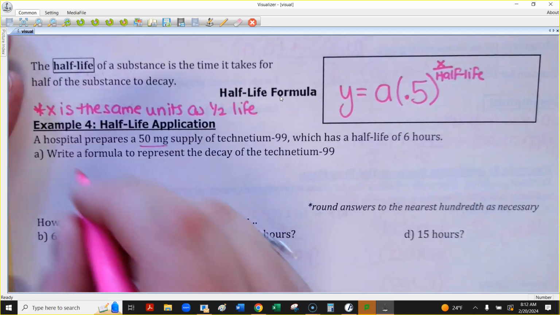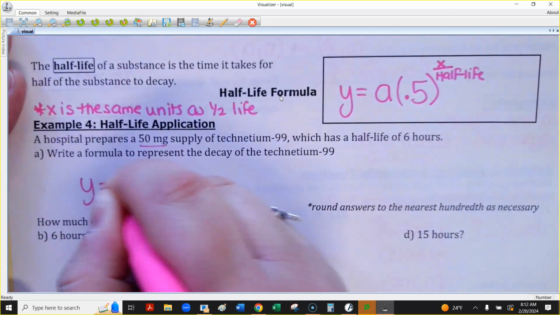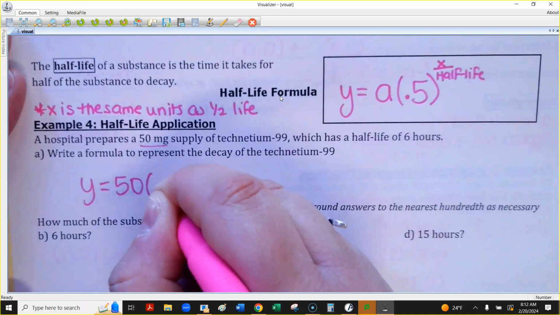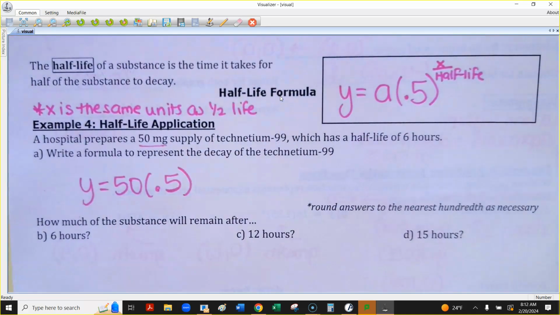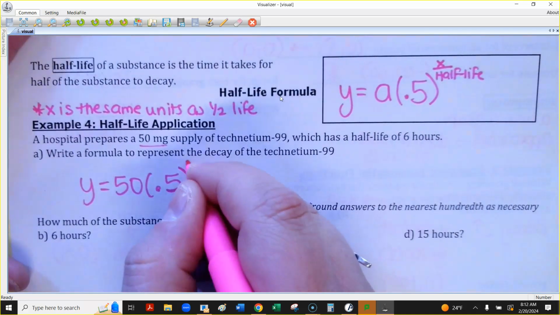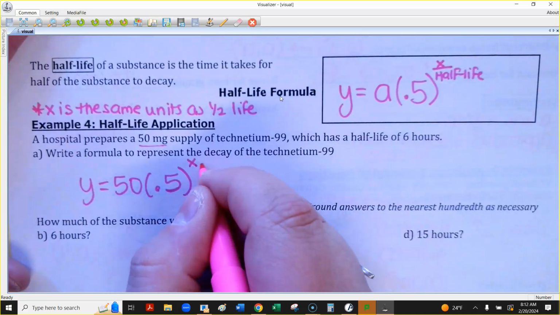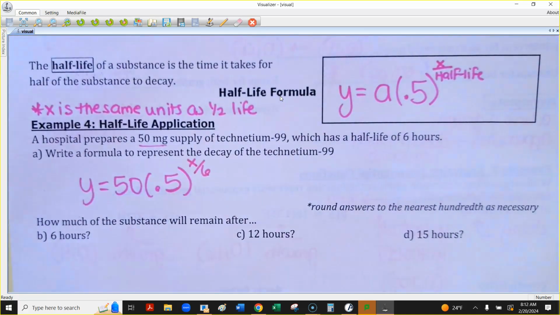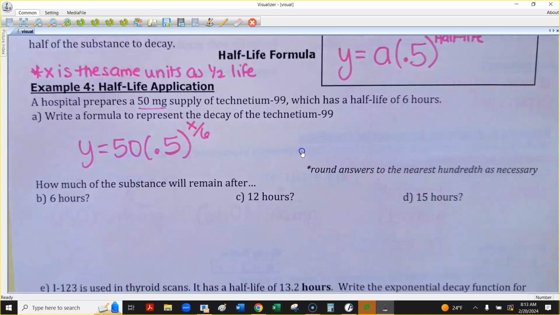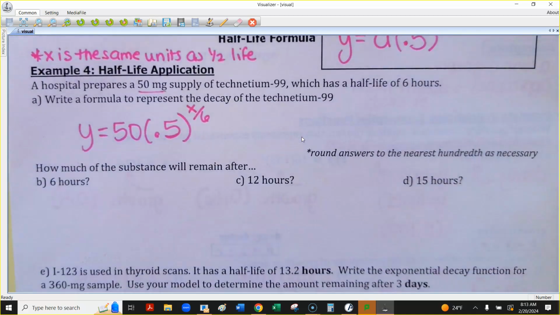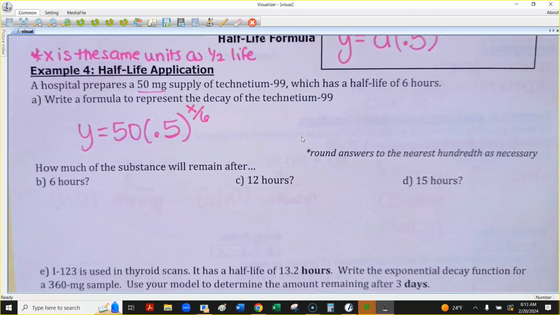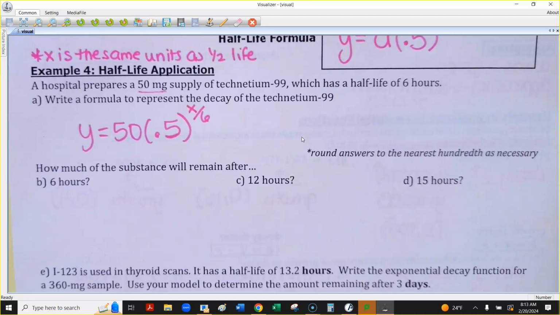All right, so our A value, we have 50 milligrams. Whenever you're doing a half-life problem, 0.5. And then its exponent is x over the half-life, which is going to be x over 6. So it'll be 6 hours. All right, now, see if you can just tell me this without really doing it. How much of the substance would remain after 6 hours?